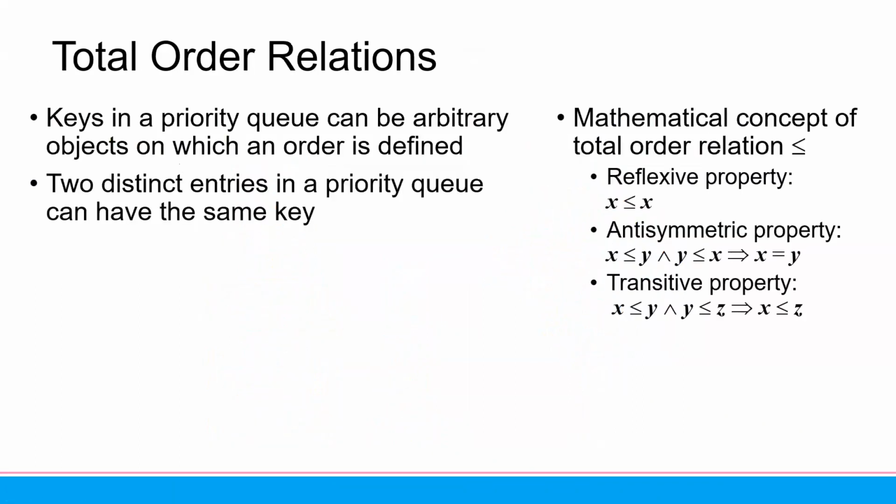In this kind of problem, we have the total order relations. What does it mean by total order relation? The total order relation means I have the order.